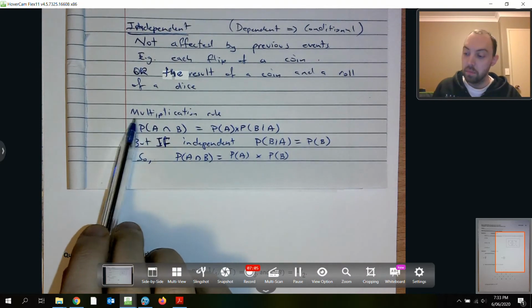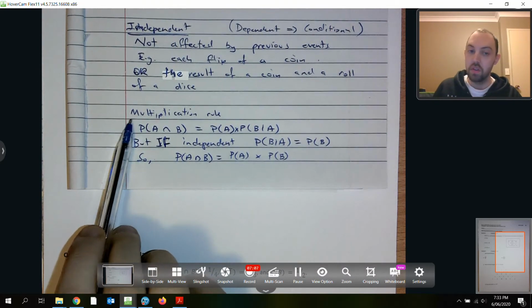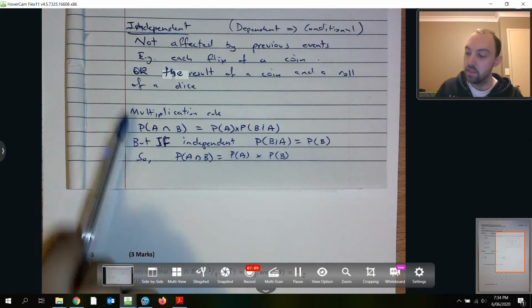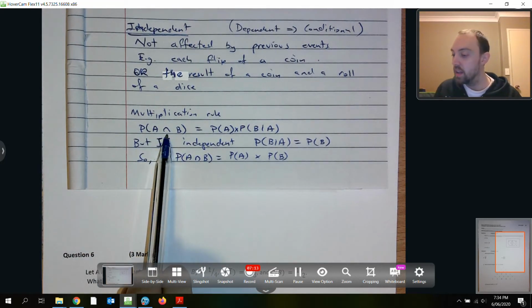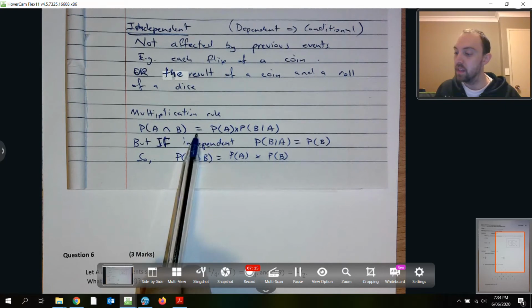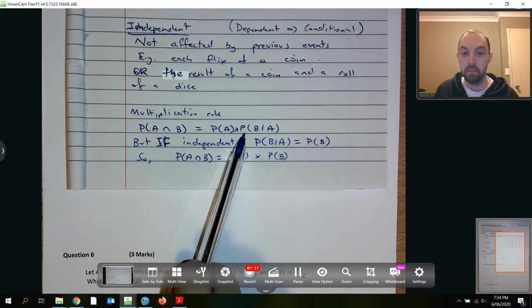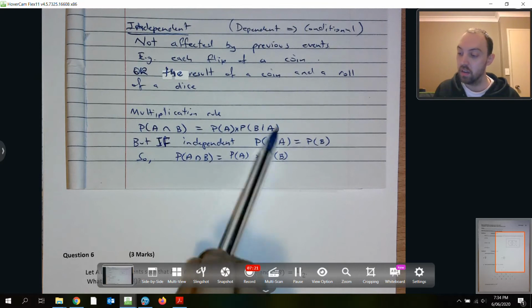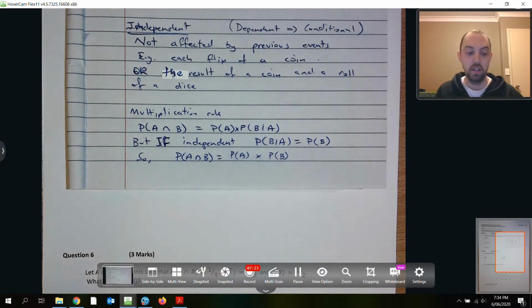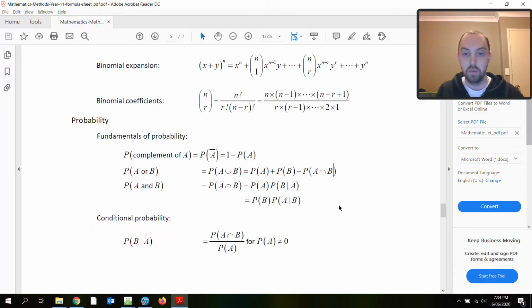And multiplication rule is a little side note because it directly relates to independence. We have probability of A intersection B, A and B, is equal to the probability of A times the probability of B given A. Okay, that's my conditional probability. This is the one that you'll find on the formula sheet. There it is.